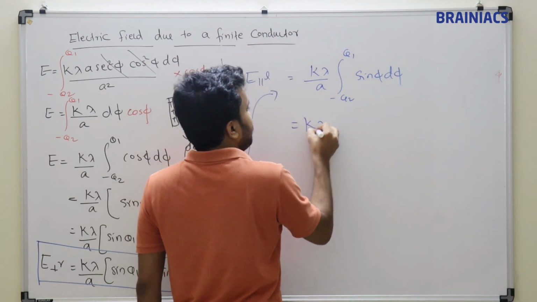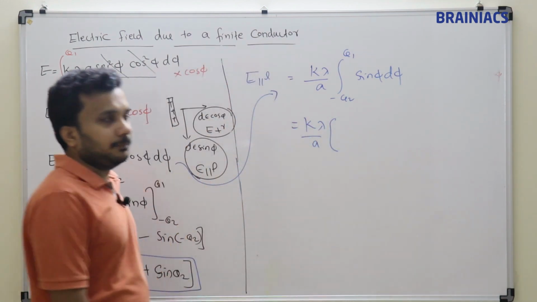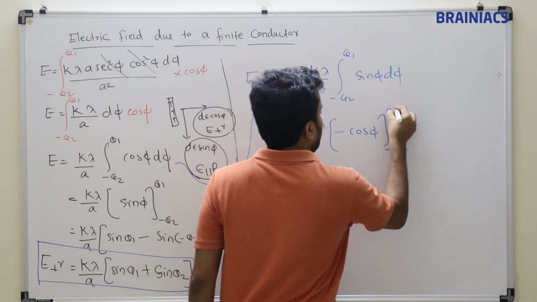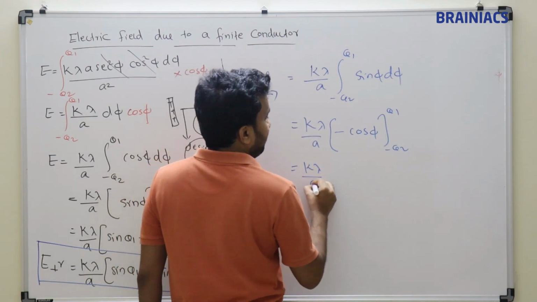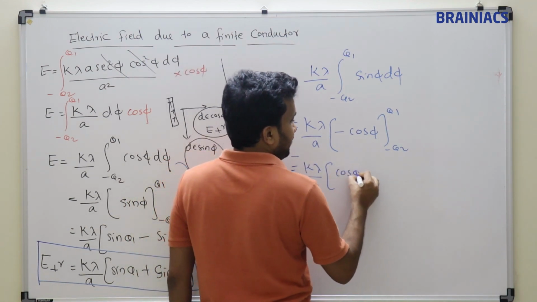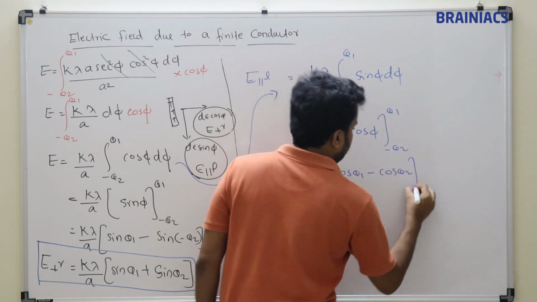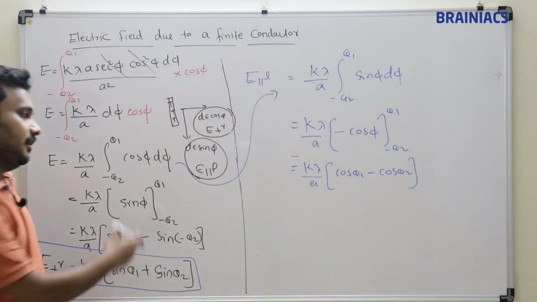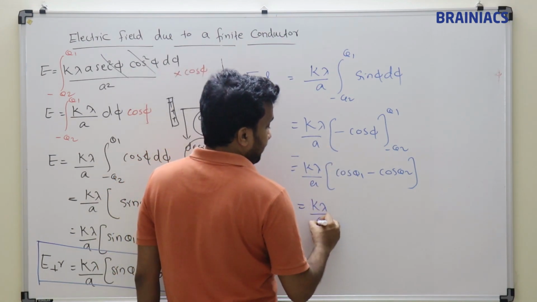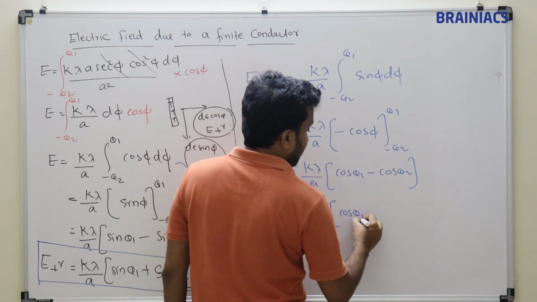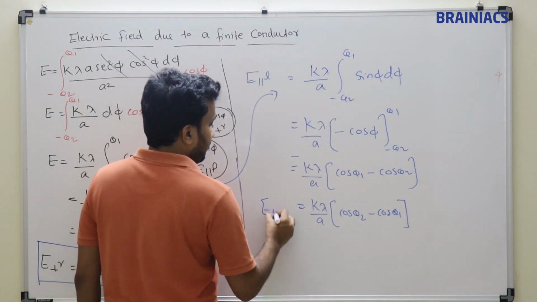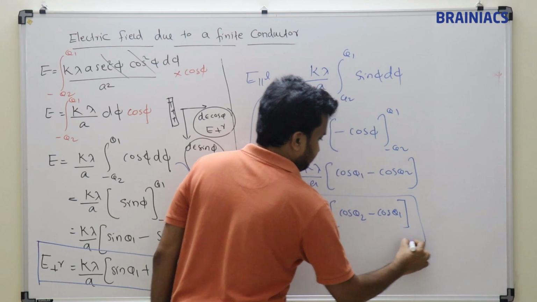Tell me, what is the integration of sin phi? Minus cos phi. The integration of sin phi is minus cos phi, from minus theta 2 to theta 1. So k lambda divided by a into this minus, which I have taken out of the integration, cos theta 1 minus cos theta 2, upper limit minus lower limit. Now I am multiplying this negative sign into the bracket. So k lambda divided by a into cos of theta 2 minus cos of theta 1. This is nothing but the parallel electric field.